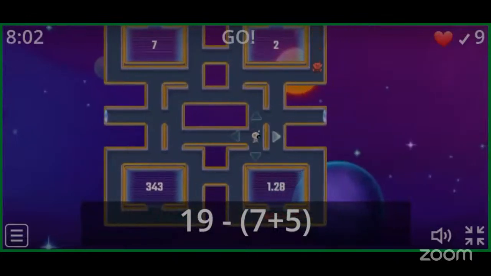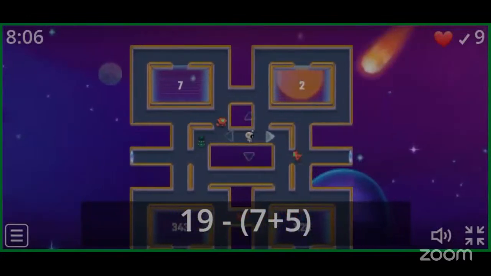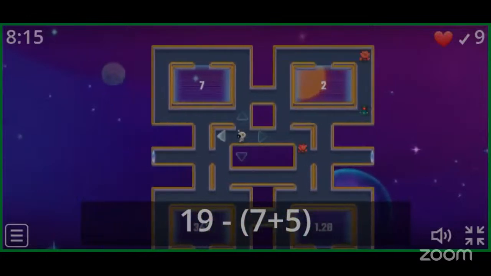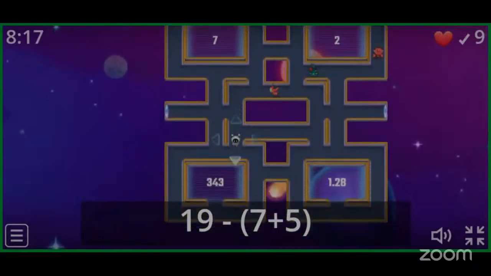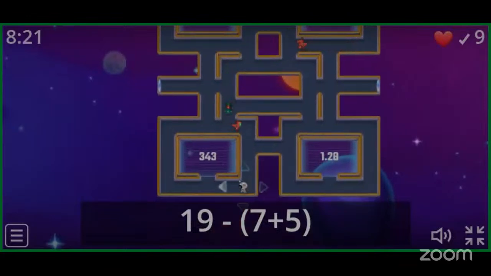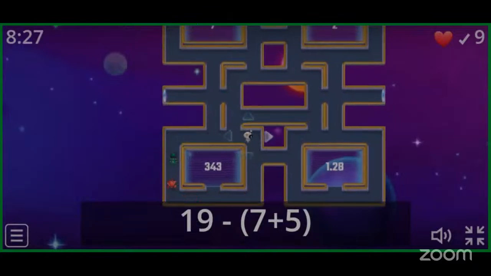So 7 plus 5. Oh no. Run away. Okay, I'm just going to focus on running away. Oh, there's 3 of them chasing me in one go. That is not nice. Leave me alone. Look how good they are on the chase. They're not playing around. I'm just trying to escape here.